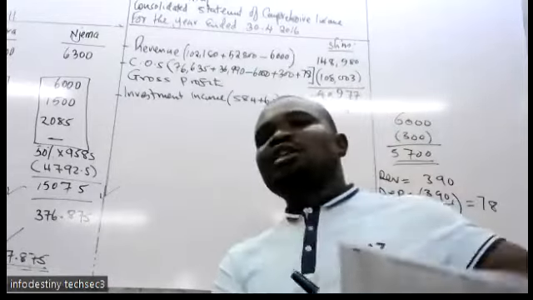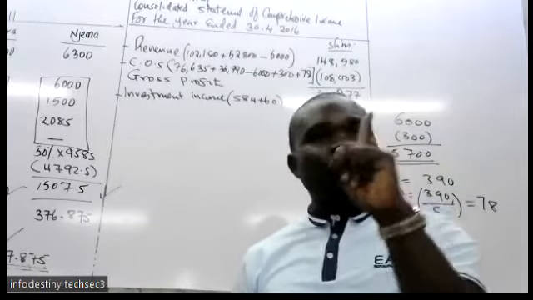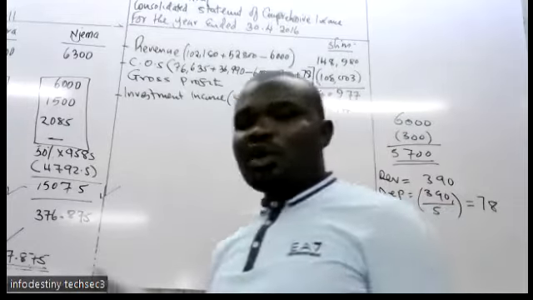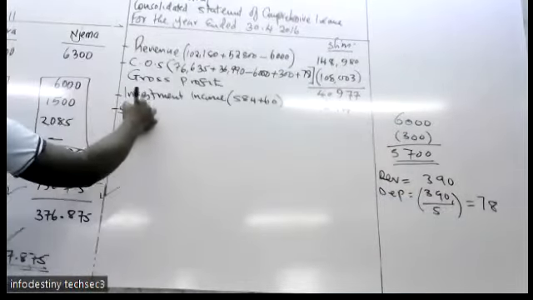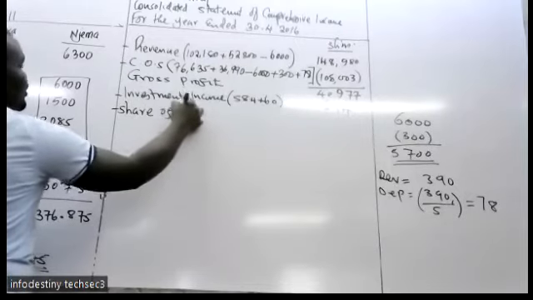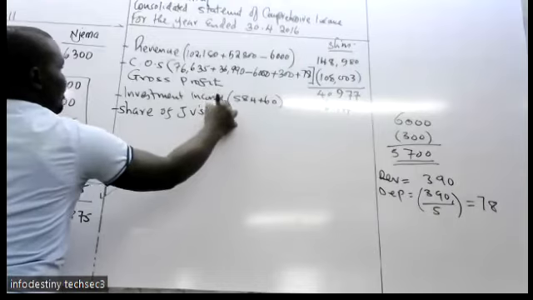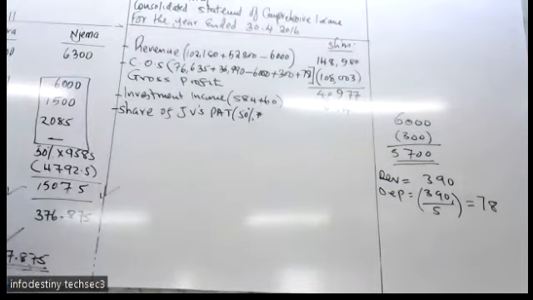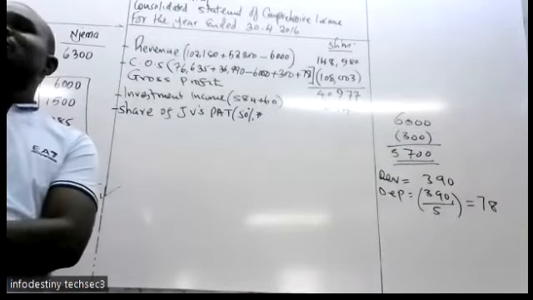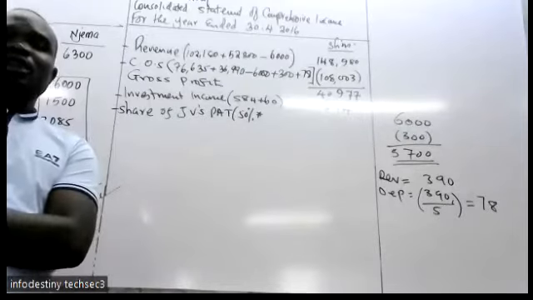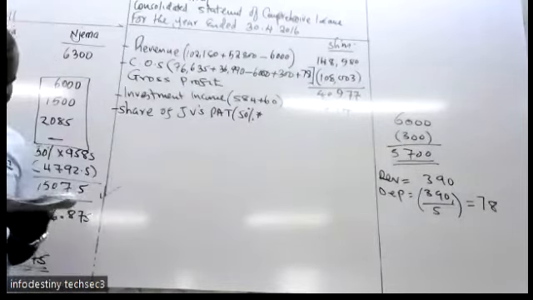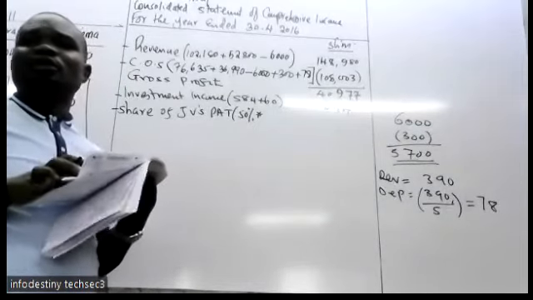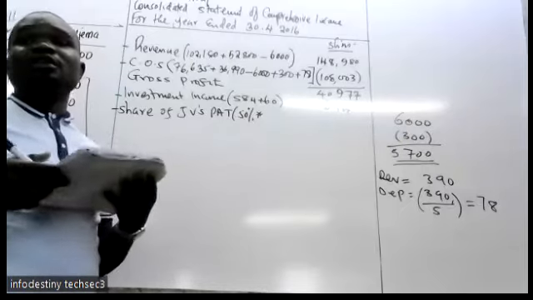If you have shares in Safaricom, even if you have 1% control, you are entitled to 1% of the profit. So you come here and say share of JV's PAT. You check 50%. How much was the JV's PAT? You check their net profit after tax in the P&L. When I check profit after tax, I'm seeing 1365. Have you seen it? Yes.